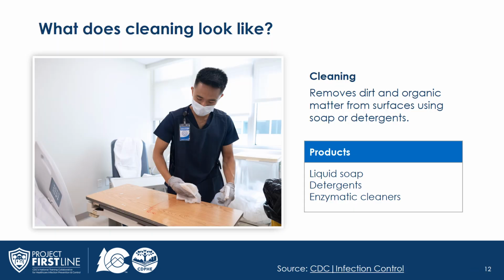What is cleaning and what does it look like? The purpose of cleaning is to remove dirt and organic matter from surfaces using soap, detergents, or enzymatic cleaners. If we look closely at the image, we can see that a tabletop has blood on it. You can judge just by looking at the tabletop that it is dirty and needs to be cleaned. We first clean surfaces that have dirt or organic matter, such as blood, before we can move on to disinfection. Let's move on to the second step.